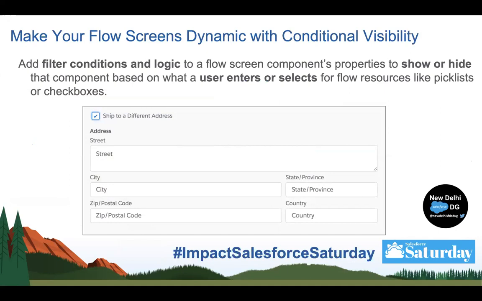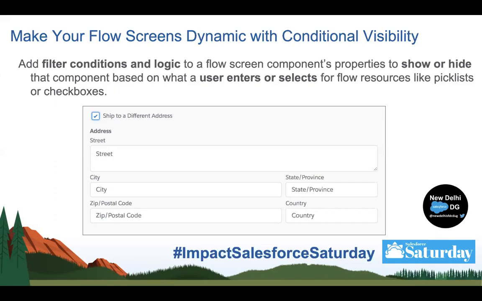And dynamic visibility, or conditional visibility, in flows. This is also very useful. Based on the user input, you can show or hide different sections in a screen, more like rendering, similar to your Visualforce rendering or components rendering. You can do that in flows. And again, there's no coding here. You just have to set, for each section, when you want to display that field.